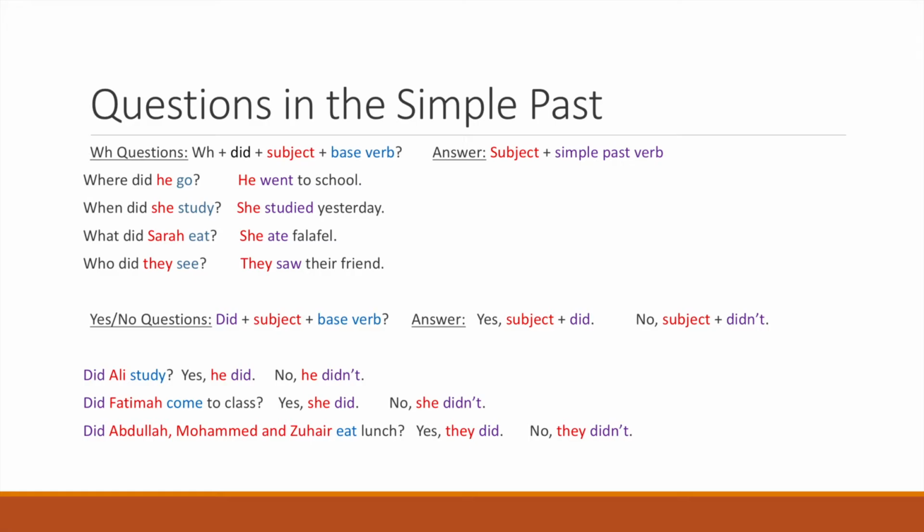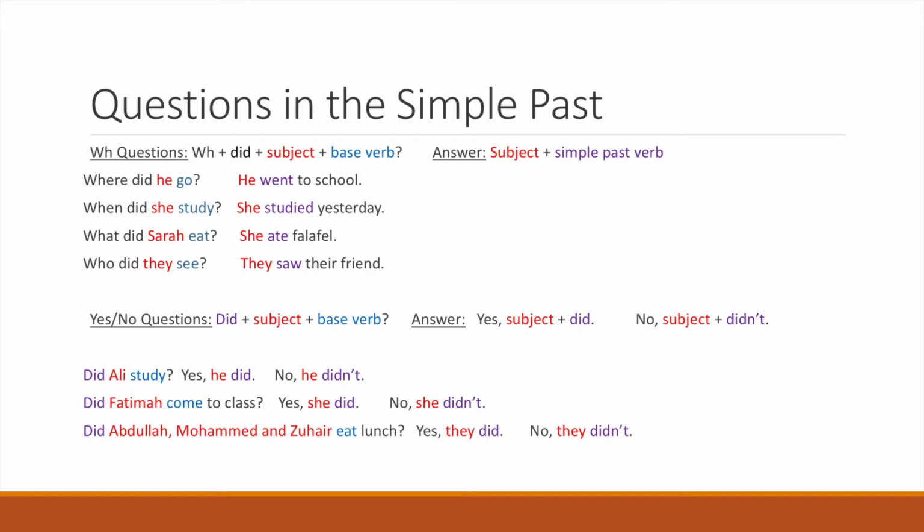To form questions in the simple past, you'll also need the helping verb did. Again, did tells the reader or the listener that you're talking about something in the past. The structure: first we start with a WH word, who, what, when, where, why, or how, followed by did, then the subject, and the base verb. To answer those questions, again, start with the subject, and then the simple past tense of the verb.